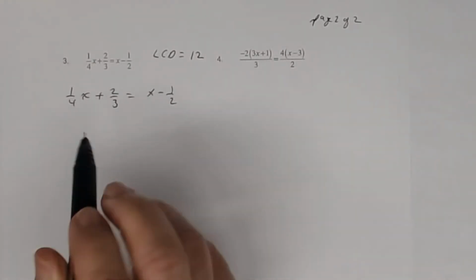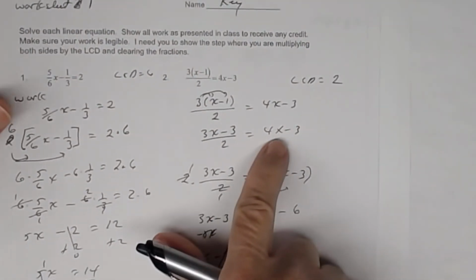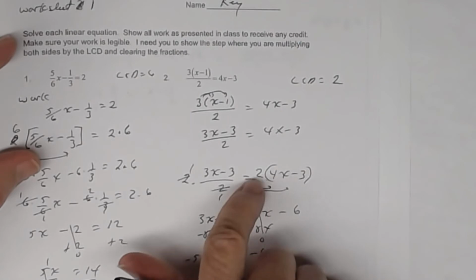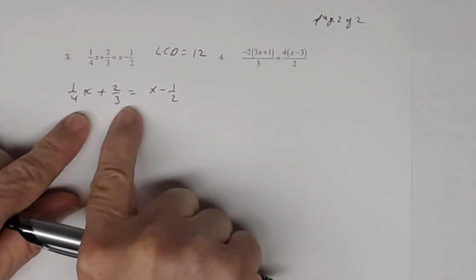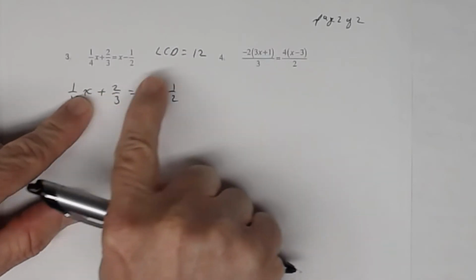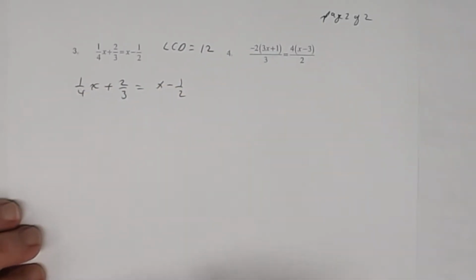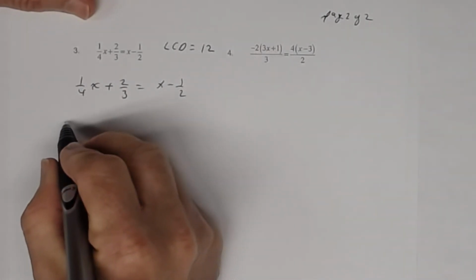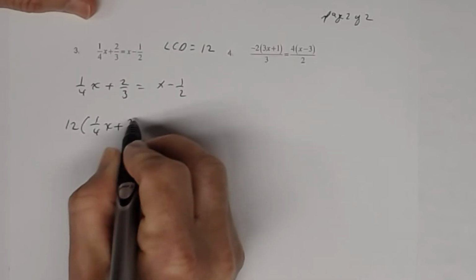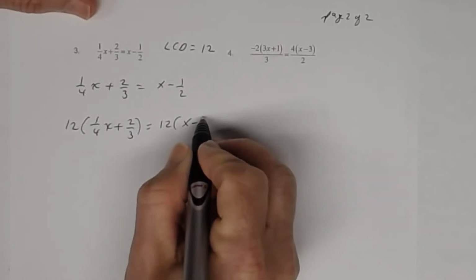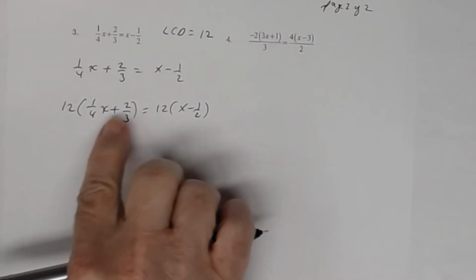And so now, remember a while ago when we had this expression, I put that in parentheses before I multiplied by 2. You have to do the same thing here. All of this is multiplied by 12. All of this is multiplied by 12. So you've got to put that in parentheses. So you're going to say 12 times 1/4 x plus 2/3 equals 12 times x minus a half. All right, so that was very important that you recognize that.